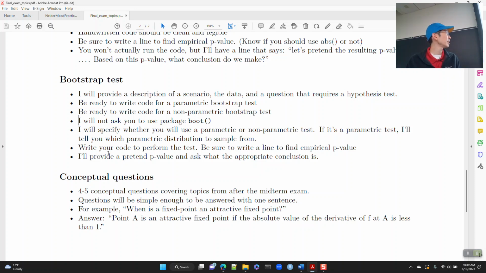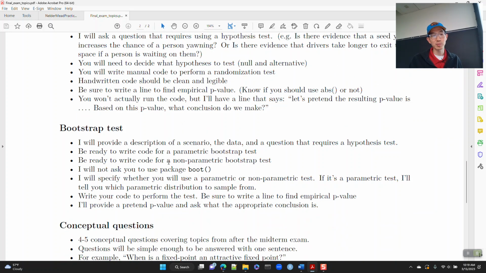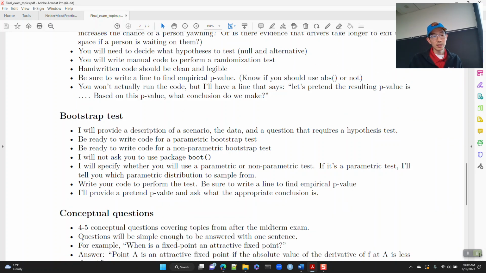And I will tell you whether I want you to do a parametric or non-parametric test, and you'll write your code. Make sure you have a line to calculate your empirical p-value, and then, just like the randomization test, I'll say, let's pretend you get this empirical p-value. What is the conclusion there? So that's the randomization test and bootstrap test. A little bit of writing code by hand.